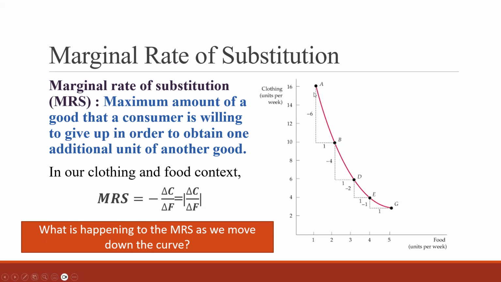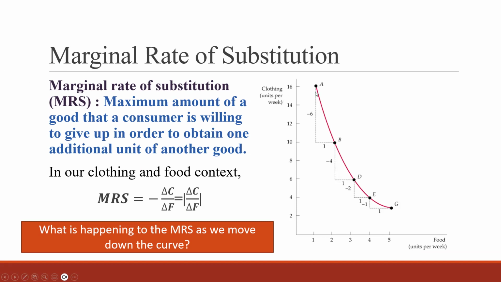So we are foregoing 6 units here from A to B. We are foregoing 6 units of clothing for the increment of 1 unit of food, right? From D to E, we're foregoing 2 units of clothing for 1 unit of food. So it's a concept of substitution. That's why its name is called rate of substitution. And here it is a rate, right? And then why is it a marginal rate?